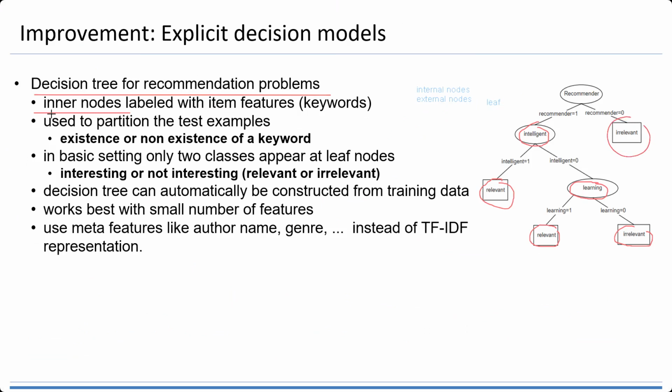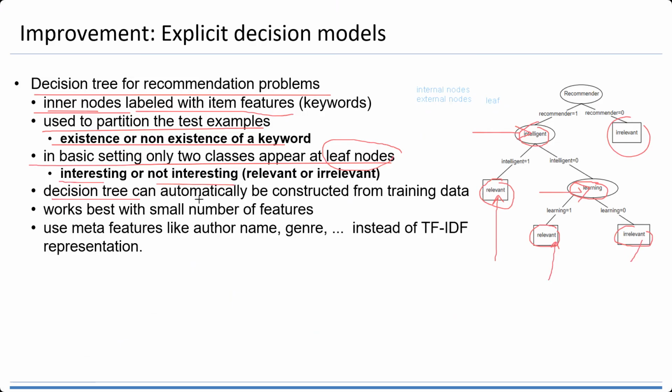Okay. So the inner nodes or the internal nodes are labeled with the item features. These are features. They are used to partition the test example, whether the word exists or not. In the basic setting, only two classes appear at the leaf node. Leaf node means the decision, whether it is relevant or not relevant, interesting or not interesting.